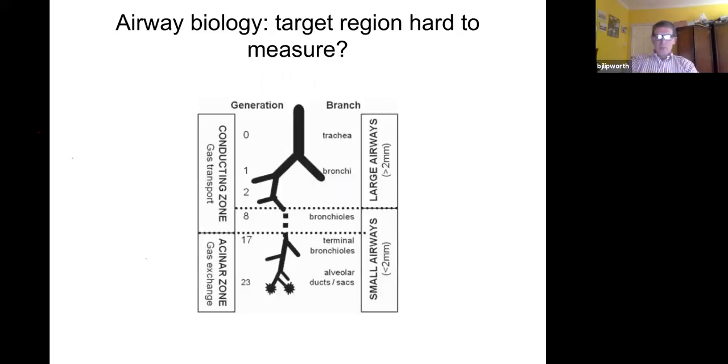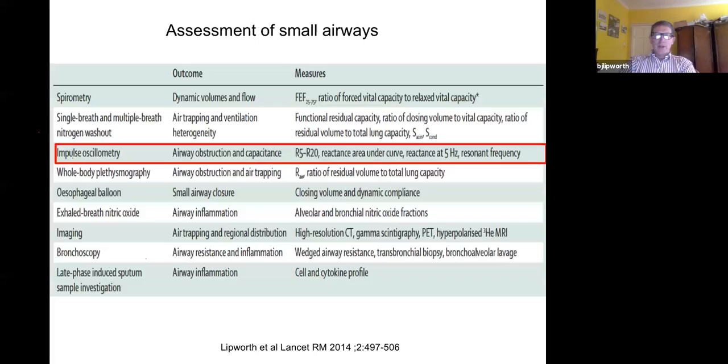And I'm going to try and explain to you why using airway oscillometry is ideal for doing this. So how do you assess the small airways? This is a review that I wrote about 6 years ago in the Lancet Respiratory Medicine on the quiet zone and how to assess the small airways. I'm not going to go through all the methods. You can get some handle on small airways by measuring the forced expiratory flow between 25 and 75% of forced vital capacity. But the problem with that test is that it's very effort and volume dependent.